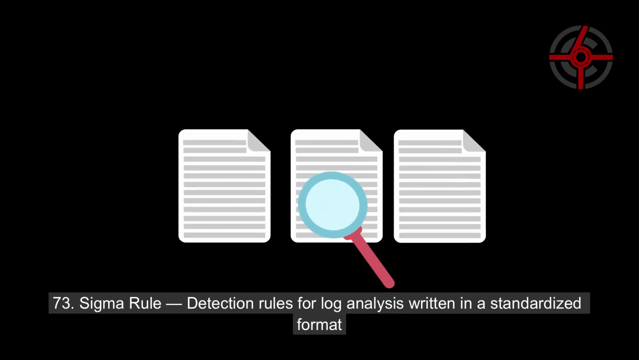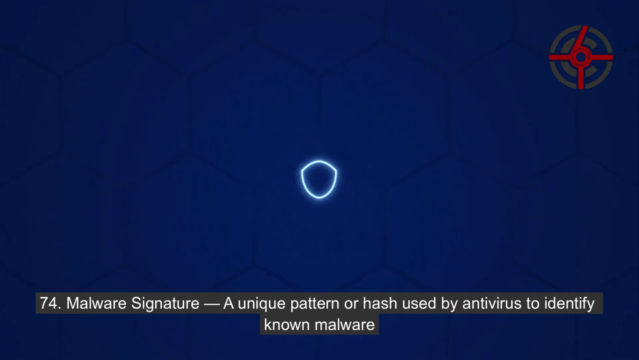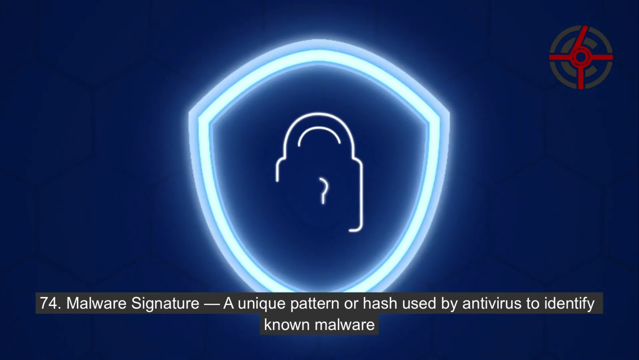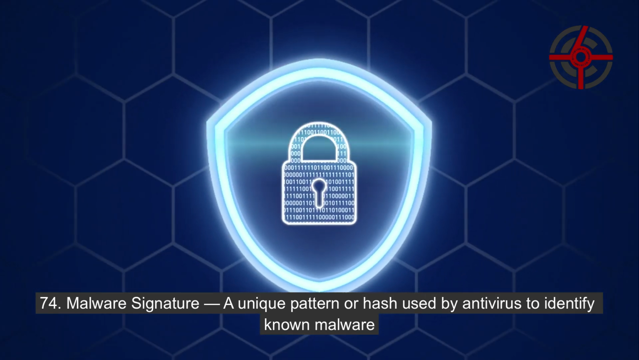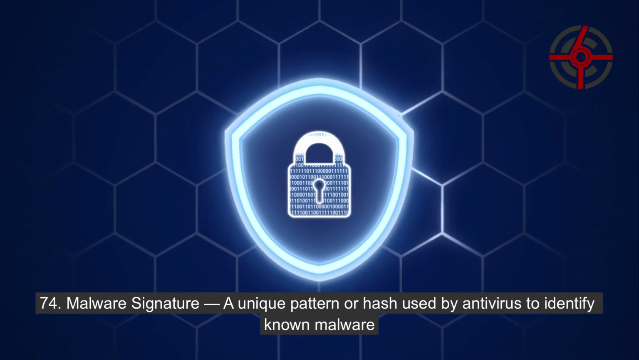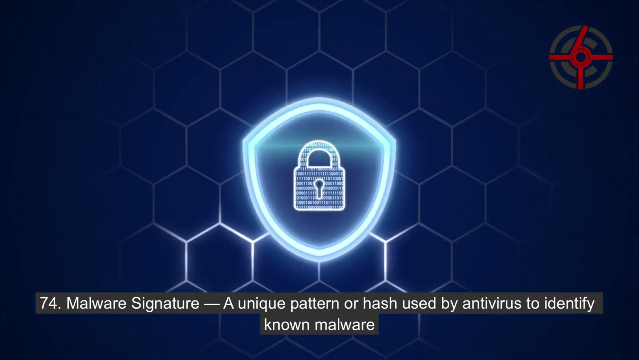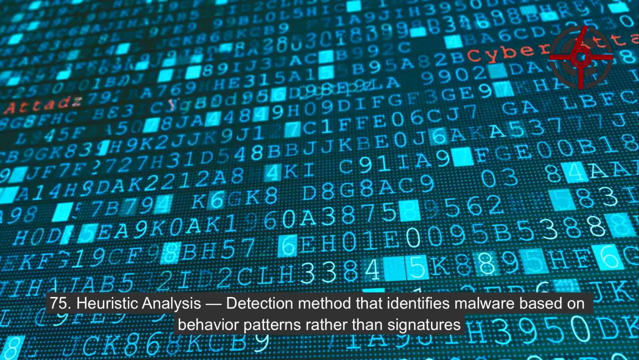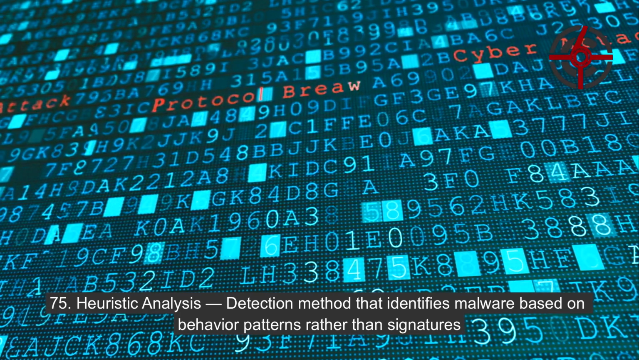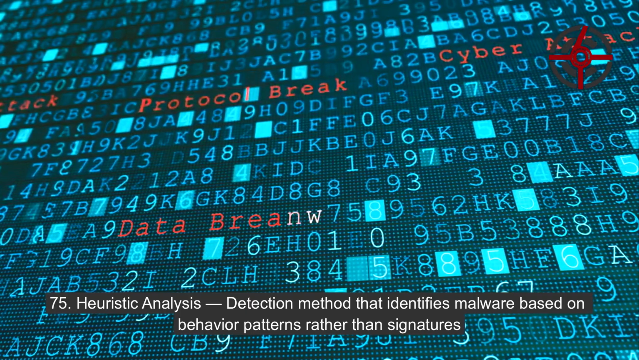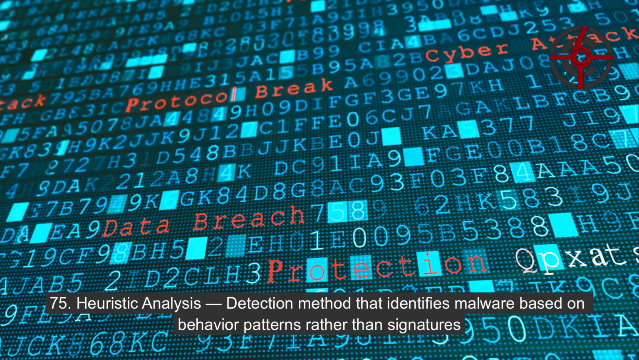73. Sigma rule. Detection rules for log analysis, written in a standardized format. 74. Malware signature. A unique pattern or hash used by antivirus to identify known malware. 75. Heuristic analysis. Detection method that identifies malware based on behavior patterns rather than signatures.